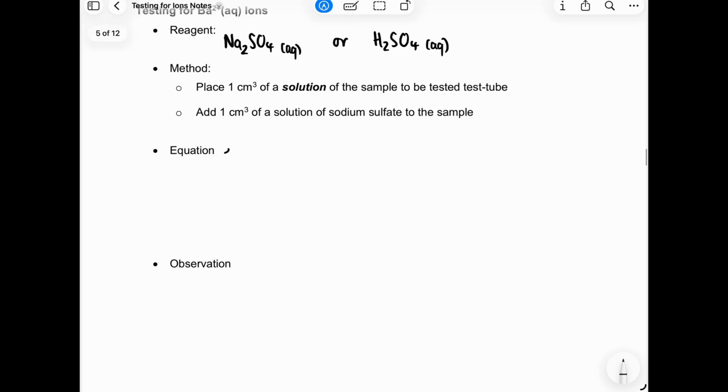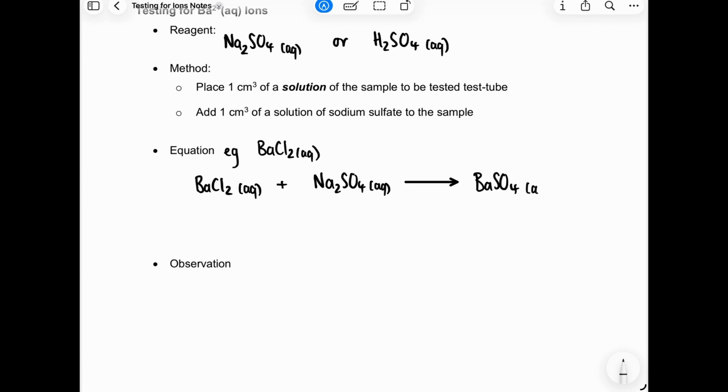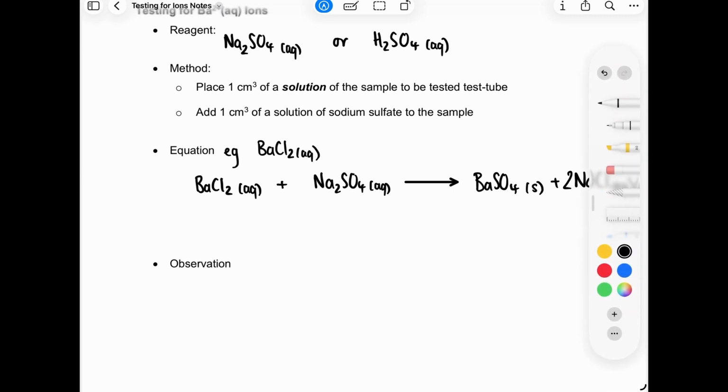So for example, again, if we were testing the chloride of barium, so this is our solution, we would take our barium chloride solution and add the sodium sulfate solution. We would get the insoluble precipitate of barium sulfate. Remember, barium sulfate is insoluble, so that would be the solid state symbol, and then we would get sodium chloride, which is soluble, so that would be aq. Balance our equation, and then again we could turn that into an ionic equation.